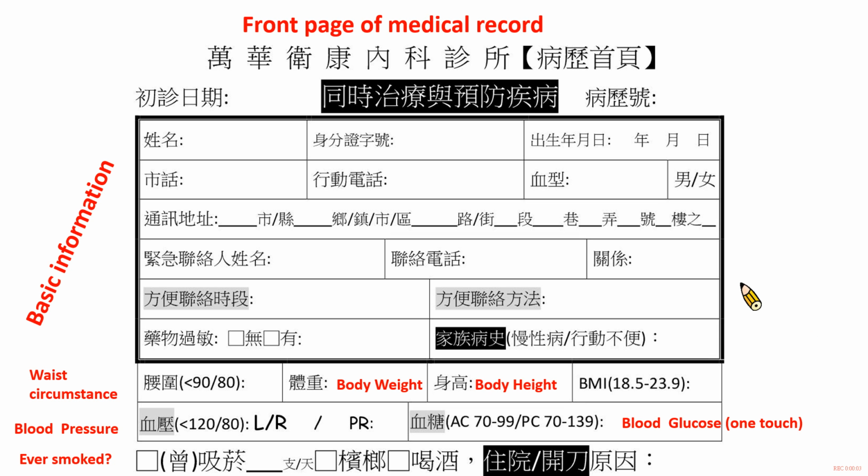This is the front page of the medical record. During the first visit, the patient will fill out the basic information. Then, the nurse will measure waist circumference, body weight, body height, BMI, blood pressure, blood glucose, and the nurse will ask the patient if they smoke. If they smoke, then we will provide quit smoking service at the same time.